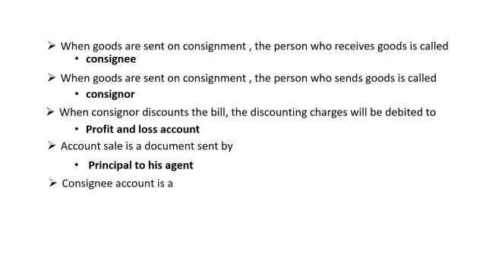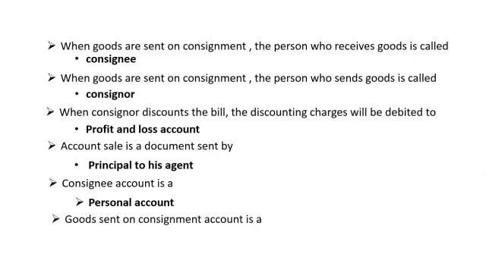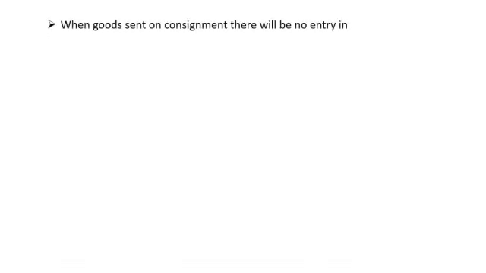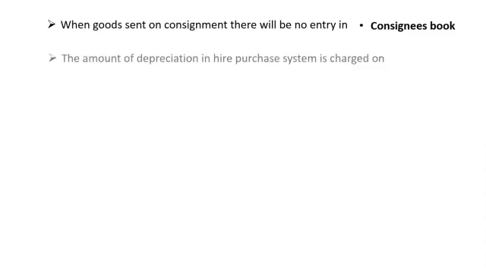Consignee account is a personal account. Goods sent on consignment account is a real account. When goods are sent on consignment, there will be no entry in consignee's book.